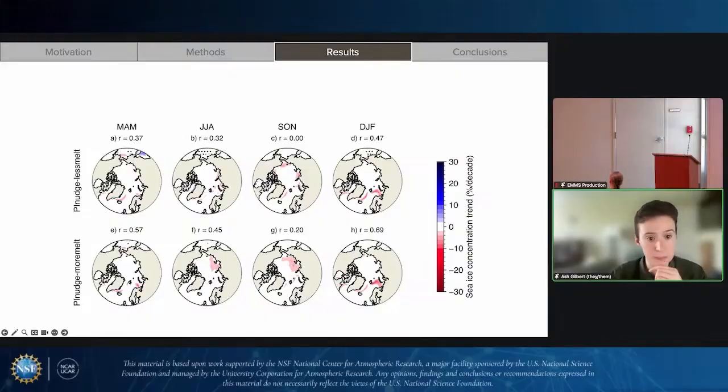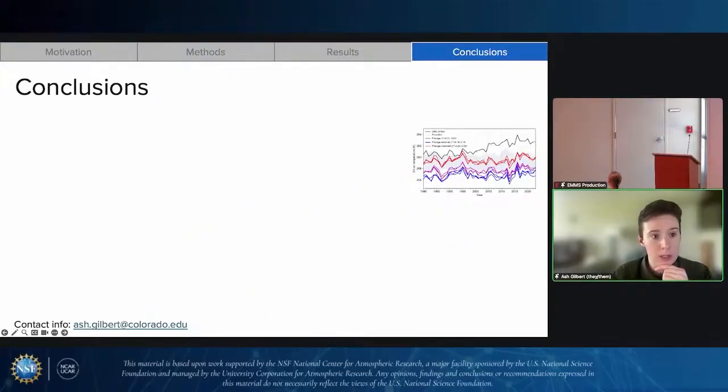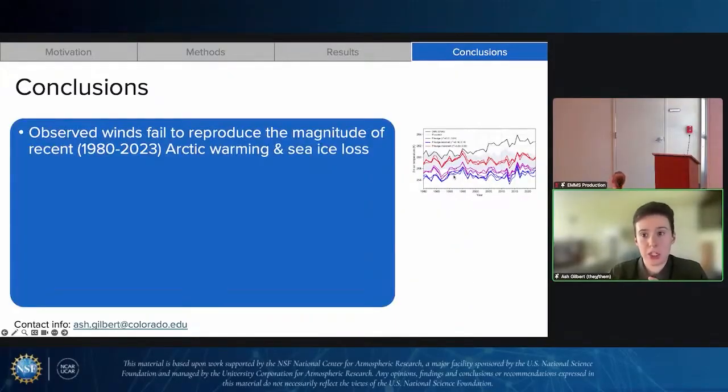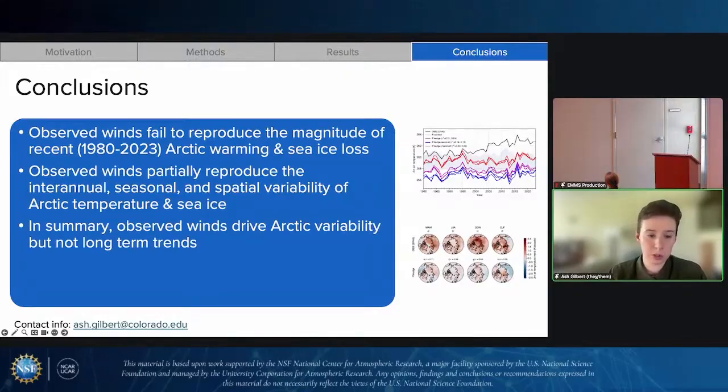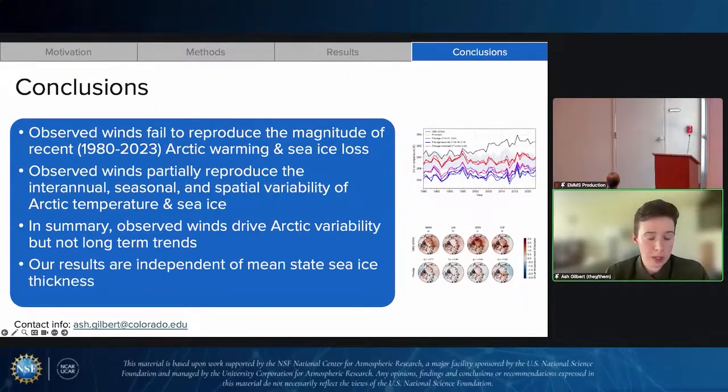So in conclusion, the observed winds fail to reproduce the magnitude of recent Arctic warming and sea ice loss. They can partially reproduce the interannual, seasonal, and spatial variability of Arctic temperature and sea ice. So in short, observed winds drive some of the Arctic variability, but not long-term trends. And our results are independent of mean state sea ice thickness.